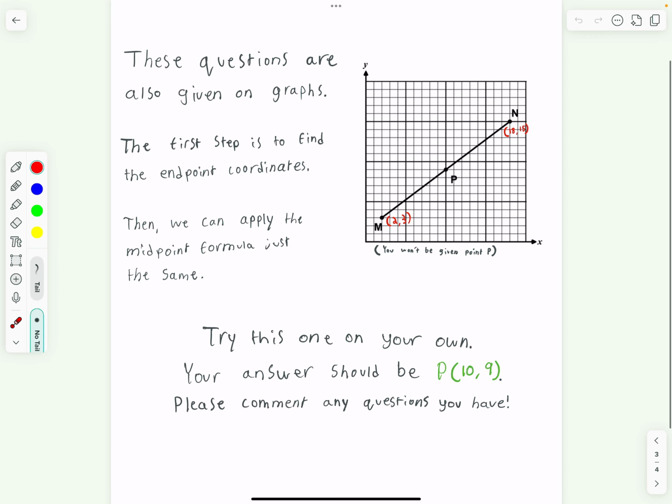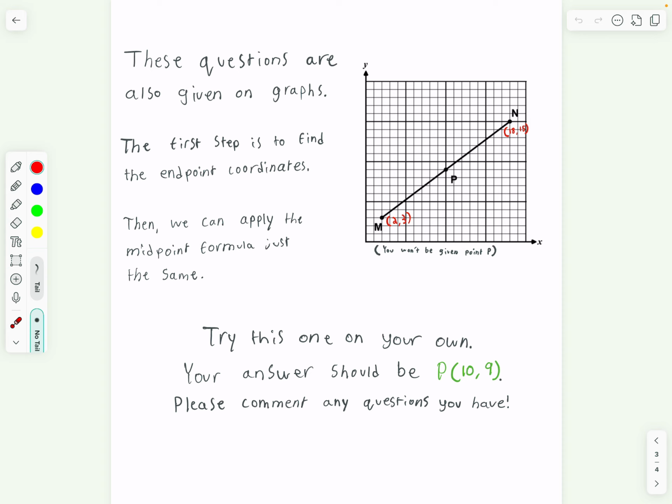Okay. These types of questions can also be given on graphs. But the first step to do is to find the endpoint coordinates. So let's say they give you this, right? They're not going to give you the P because that's what they want you to find, but just use this graph as an example. So they're going to give you point M and point N. So you can count boxes 1, 2, 1, 2, 3, and then point M's coordinates is 2, 3. You can do the same thing for point N.